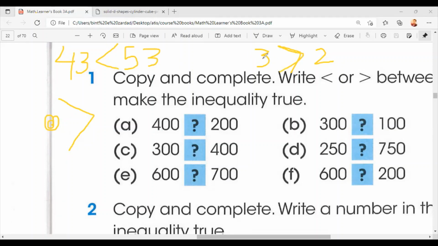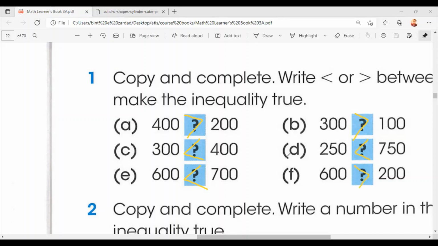It means this side is bigger. If this side is bigger, open the mouth the other side. This is the shortcut, or you can use the short form, you can solve it. So in easy, 400, 200, which one is bigger? This one. So open the mouth this side. 300, 400, 400 bigger, like this. 600, 700, 700 bigger, open mouth this side. 300, 100, 300 bigger. 200 or 50, 700, 700 bigger.